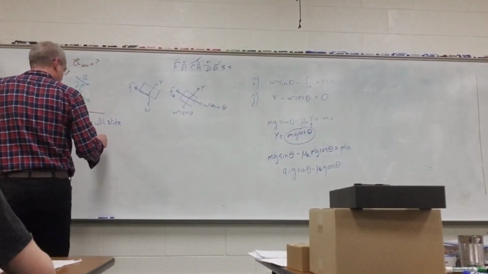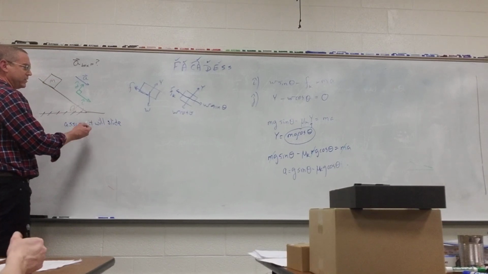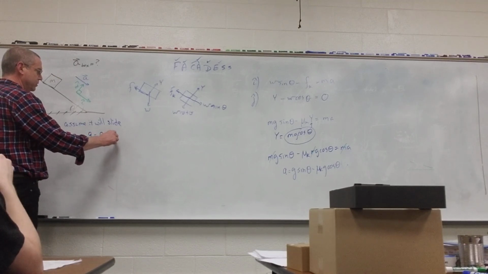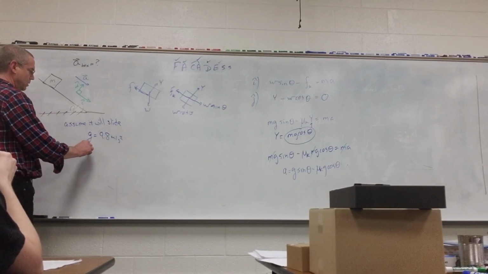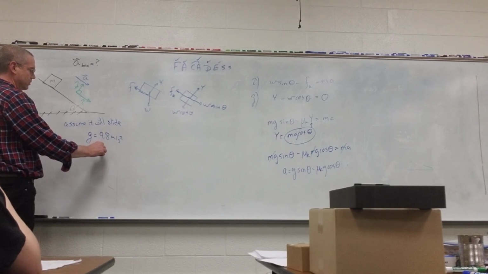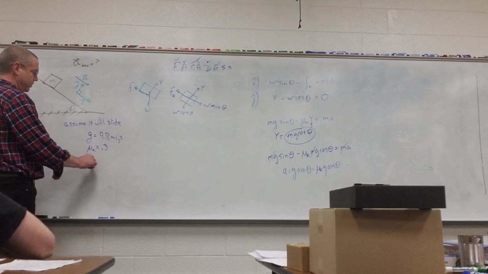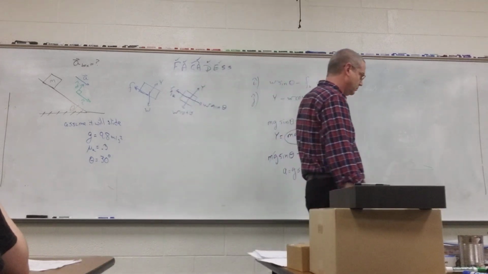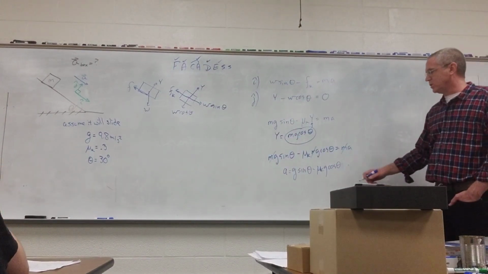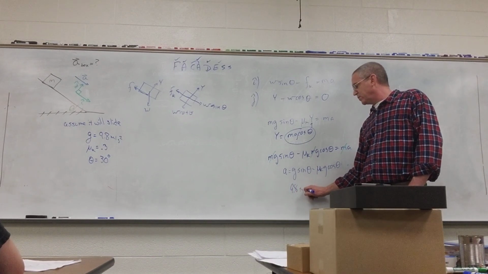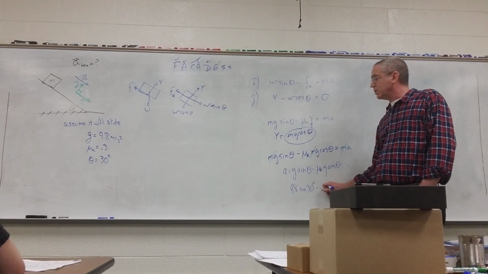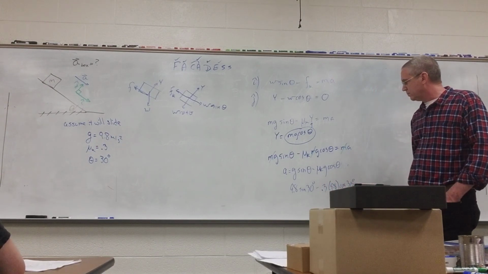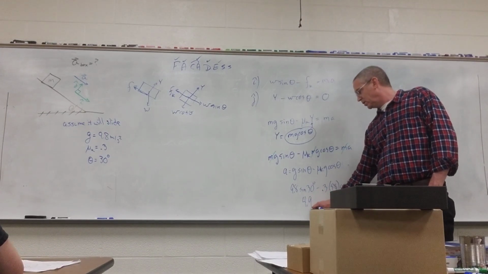So let's use some numbers here. The mass doesn't matter, so we'll make it a gajillion kilograms. G, we're on some strange planet, the acceleration due to gravity is 9.8 meters per second squared. Mu K is 0.3, and theta we'll make 30 degrees. And so now it's a plug and chug. 9.8 times the sine of 30 degrees minus 0.3 times 9.8 times the cosine of 30 degrees. So that's 4.9 minus.